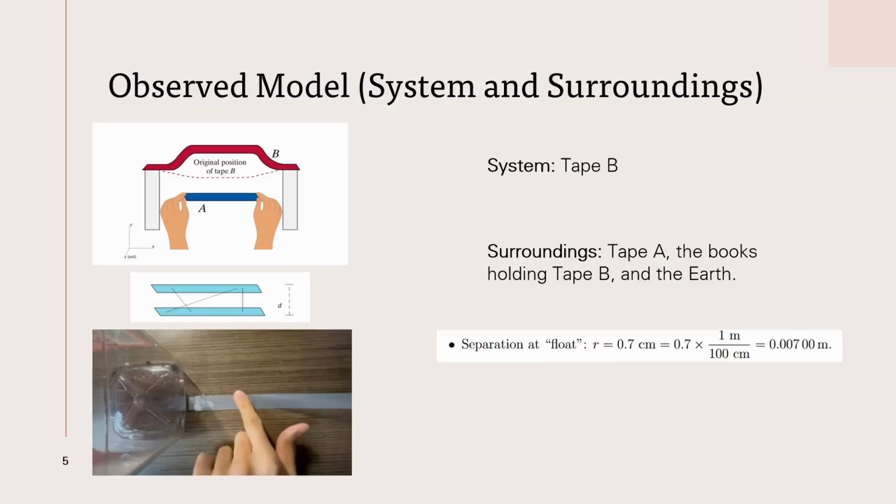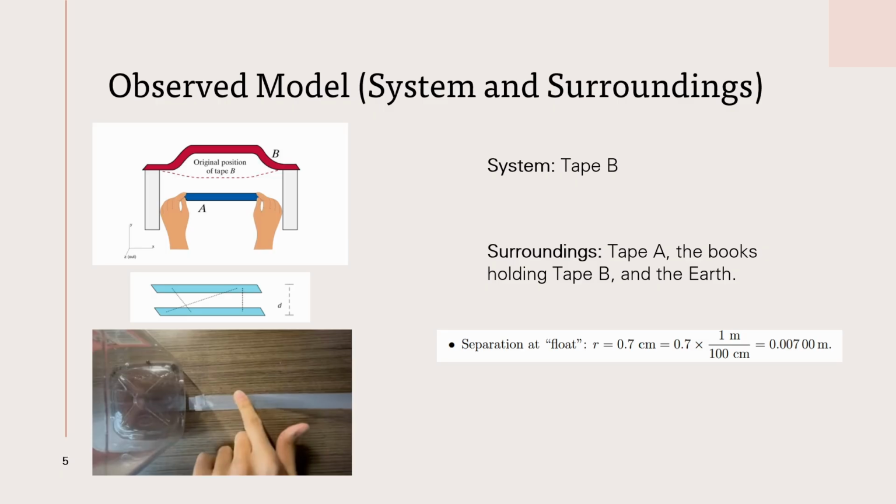Let's define the system with which we collected results. The system was defined as tape B, which was ripped off of tape A such that both of them attained some electric charge. The surroundings were tape A, which held the electric charge, the books holding up tape B, and the earth, which posed a gravitational force on tape B.